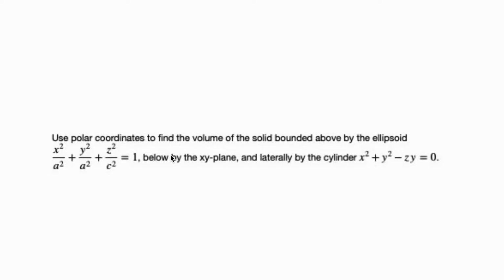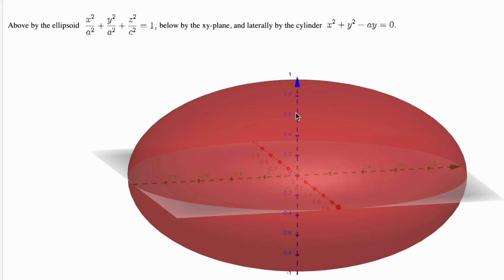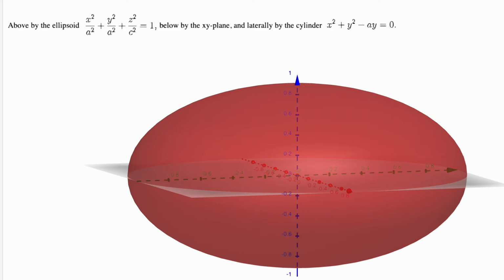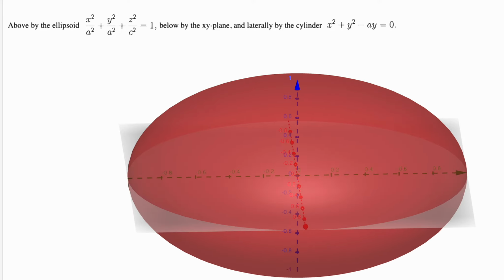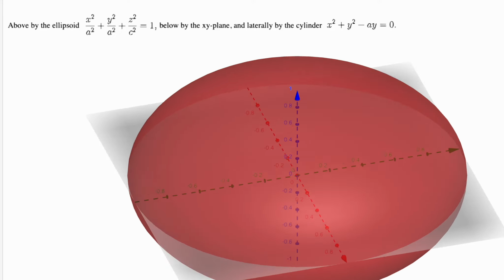We're going to use polar coordinates to find the volume of the solid bound above by this ellipsoid, below by the xy plane, and laterally by this cylinder. Geometrically, the top will be this ellipsoid here, and the bottom will be the xy plane. And we can rotate it around a little bit to see what that ellipsoid looks like.